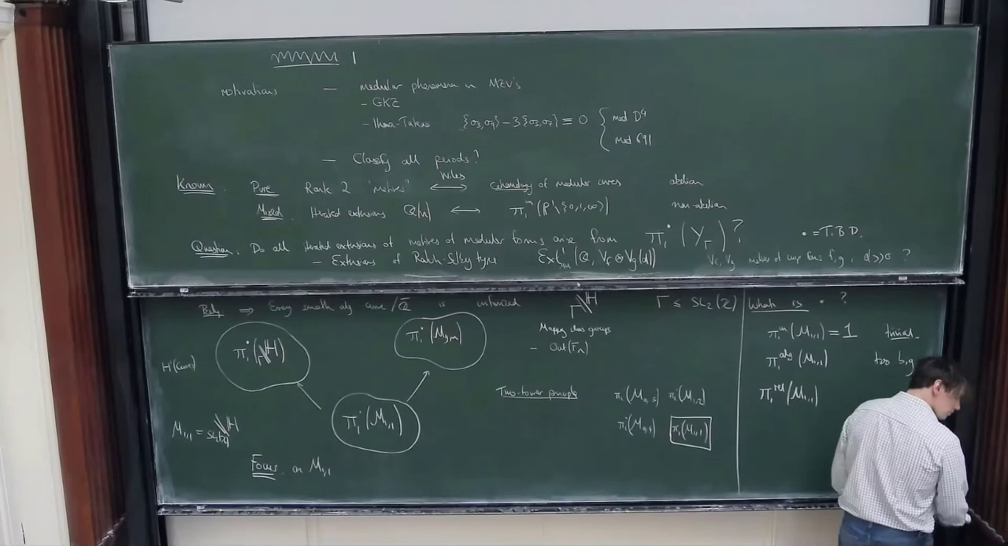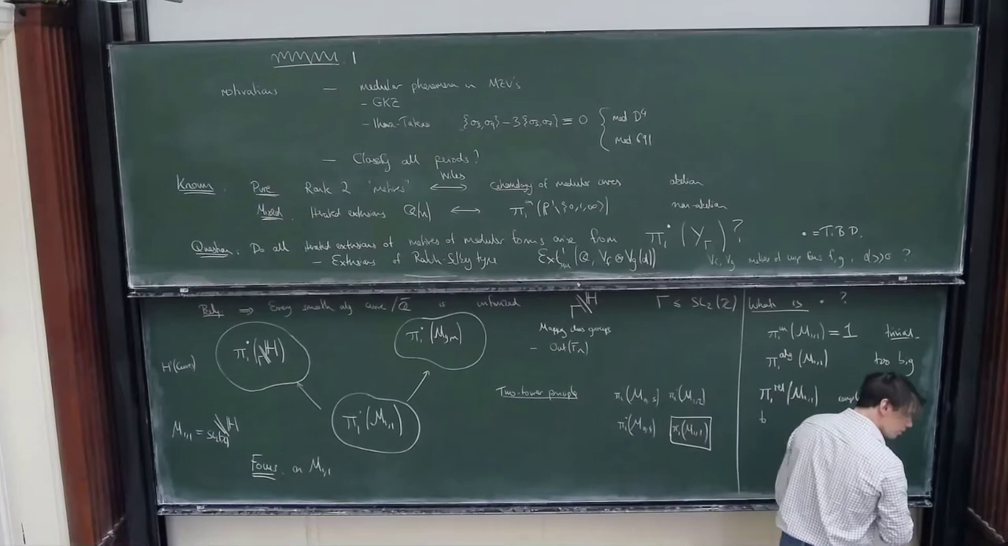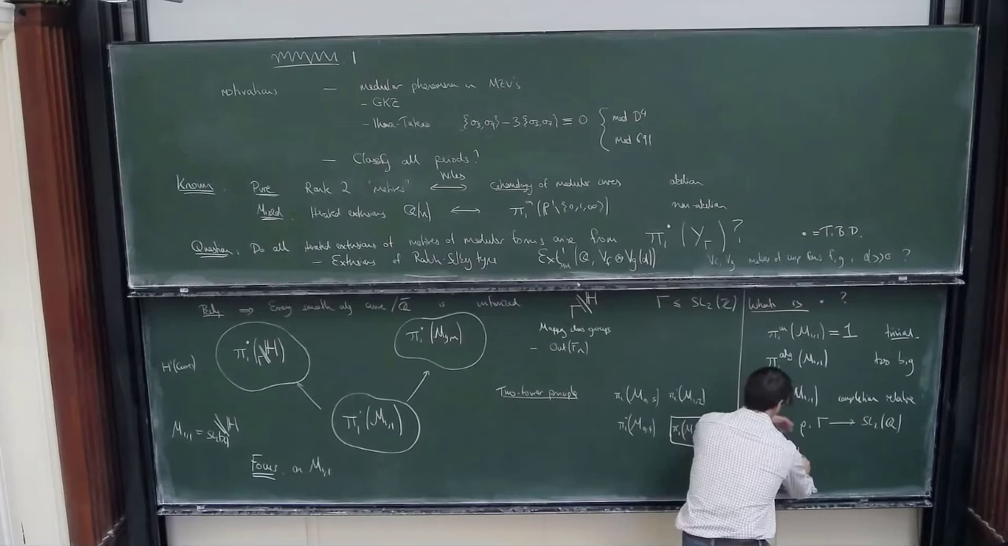So this is completion relative to a map. We have gamma to SL2Q, where gamma is SL2Z. I'll give the definition later on; we'll postpone that for now. So this is just the right size.